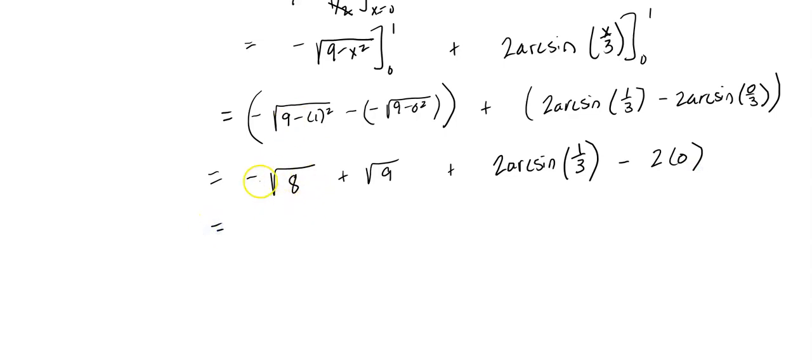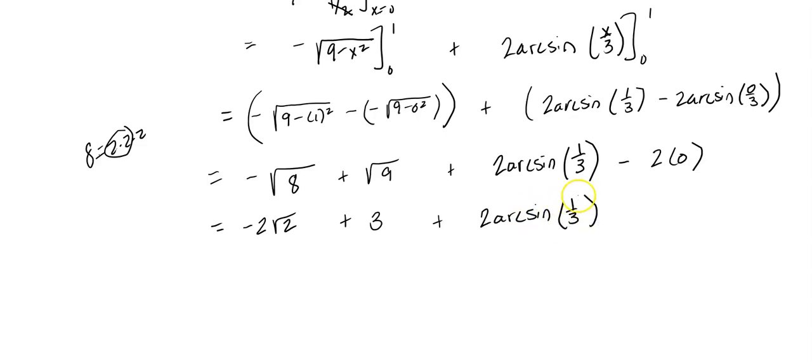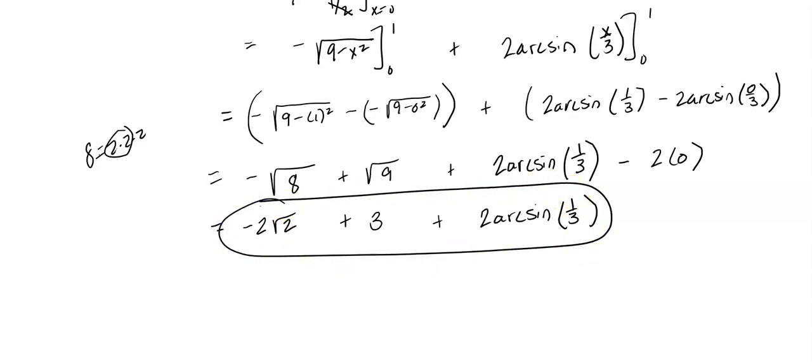And I'm going to reduce this radical, so 8 equals 2 times 2 times 2, so the square root of 8 is 2 square root of 2. The square root of 9 is 3. So just carrying that over, we get negative 2 square root of 2 plus 3 plus 2 arcsine of 1/3. And that is my final answer.